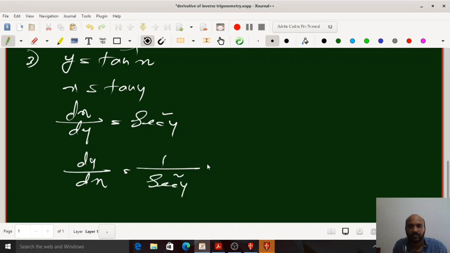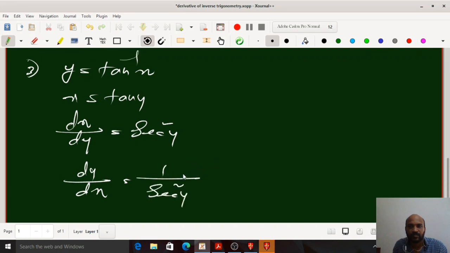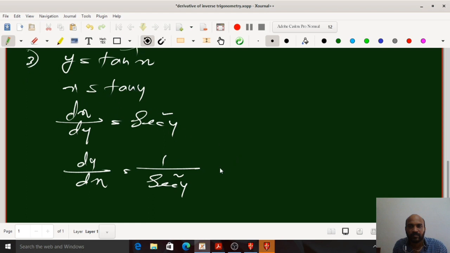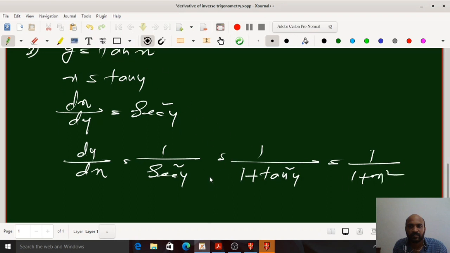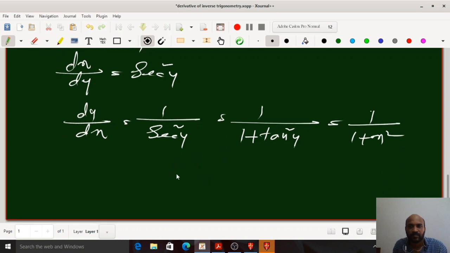sec square y. Now sec square y you have to express in terms of tan y, because tan y is x. So how we can express sec square y in terms of tan? Sec square y, we know that sec square y is equal to 1 plus tan square y. So this expression we can change as 1 by 1 plus x square. That means derivative of tan inverse of x is 1 by 1 plus x square.